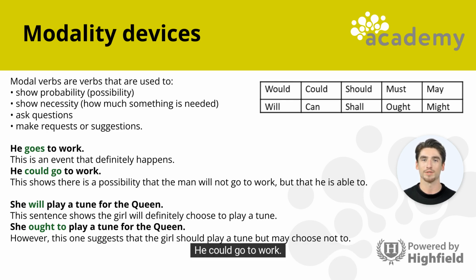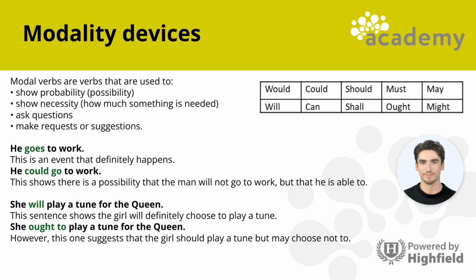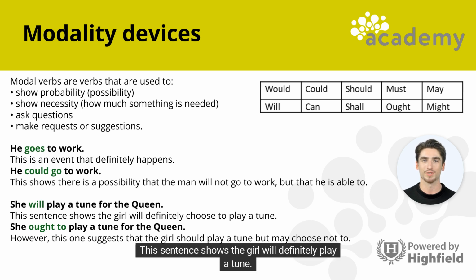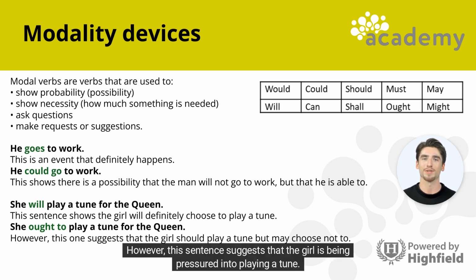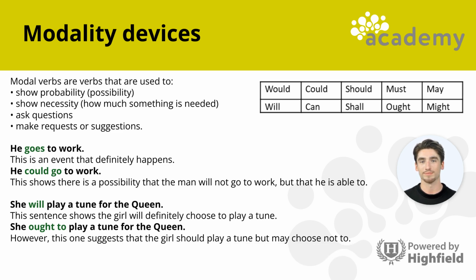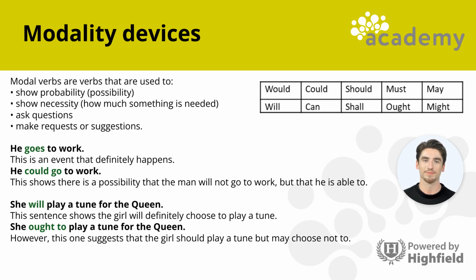He could go to work. This shows there is a possibility that the man will not go to work, but that he is able to. She will play a tune for the Queen. This sentence shows the girl will definitely play a tune. She ought to play a tune for the Queen. However, this sentence suggests that the girl is being pressured into playing a tune. It also suggests she may choose not to. It is not a definite event.